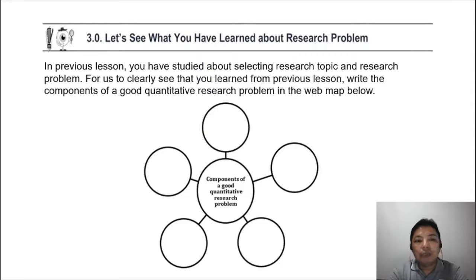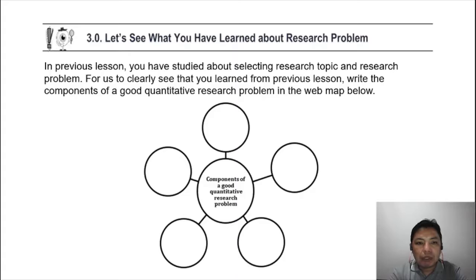So in the previous lesson, you have studied about selecting a research topic and a research problem. So we're already done with that. For us to clearly see that you learned from the previous lesson, write the components of a good quantitative research problem in the web map below. So this activity involves a little bit of a review.